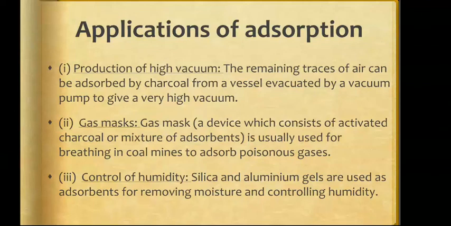Number 2 is gas mask. Gas mask is simply a device which consists of activated charcoal or mixture of adsorbents. So in the coal mines where there is a breathing problem because of the poisonous gases, it is used. Number 3 is control of humidity. Humidity can be controlled by silica or by aluminium gels because they are very good adsorbents and they will be removing the moisture.